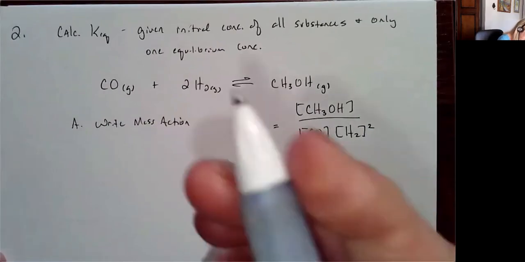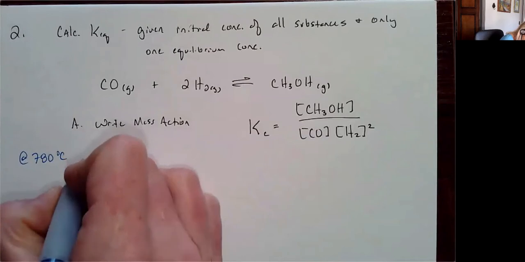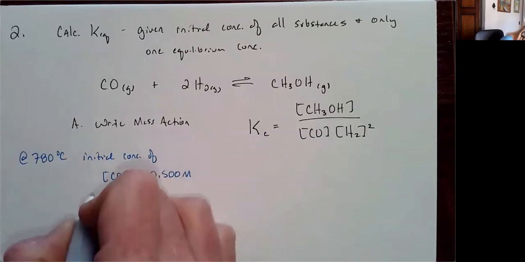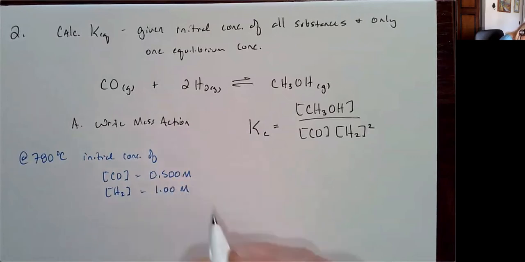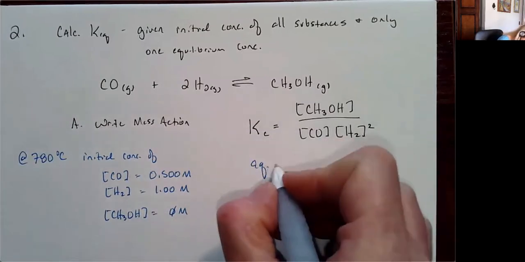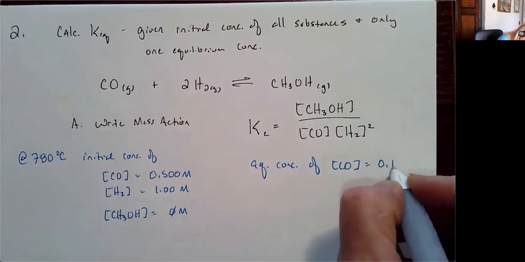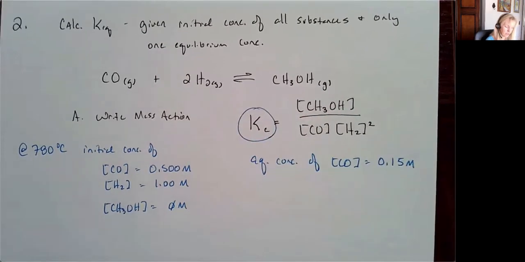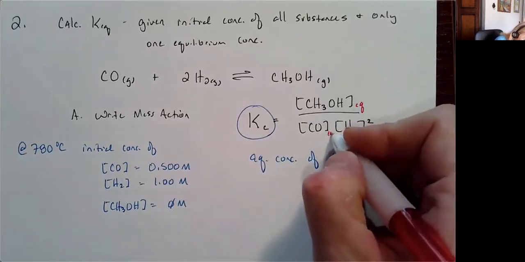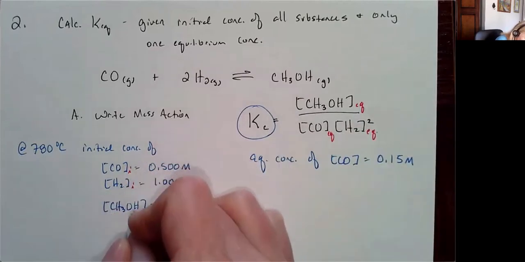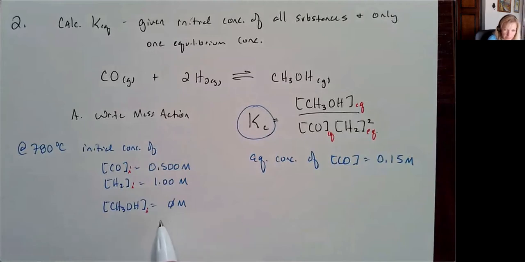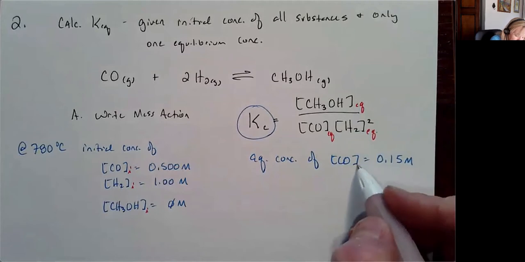So here's some information that I give you. At 780 degrees Celsius, my initial concentrations are 0.500 molarity of carbon monoxide and 1.00 molarity of H2. My assumption here is CH3OH is 0, so I don't have any of that yet. And my equilibrium concentration of CO is equal to 0.15 molar. I want to calculate my K_eq. I can't take these values and put them directly into here because some are equilibrium concentrations and some are initial concentrations. This value is going to go down when I reach equilibrium, this value is going to go down too, and this value is obviously going to go up. The only piece of information I have at equilibrium is CO.